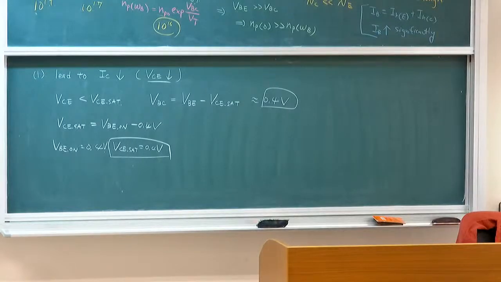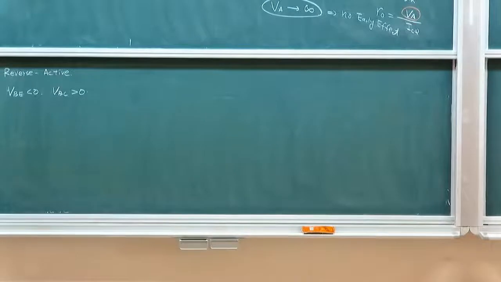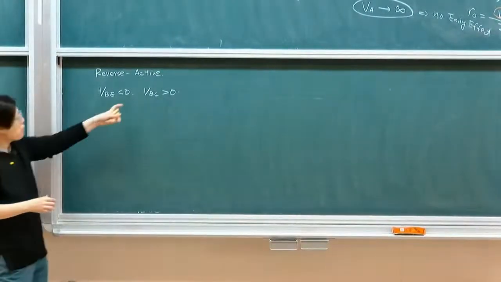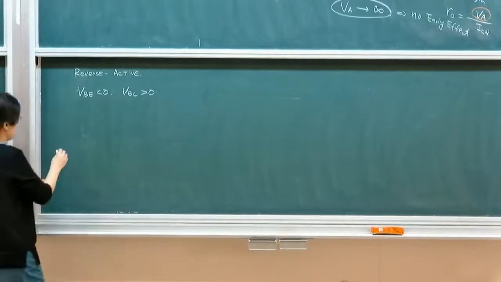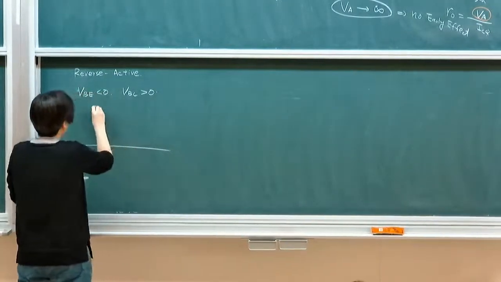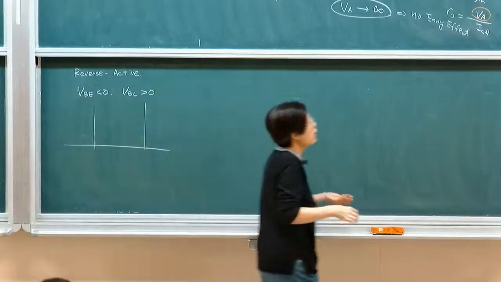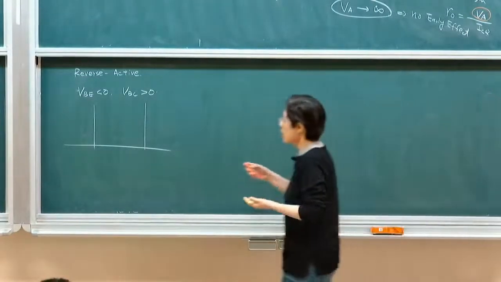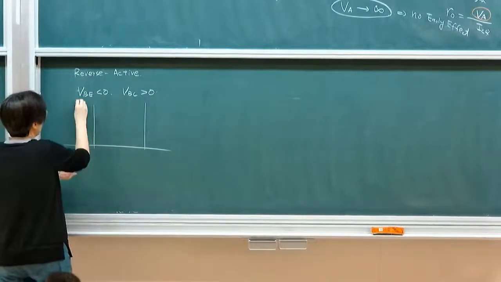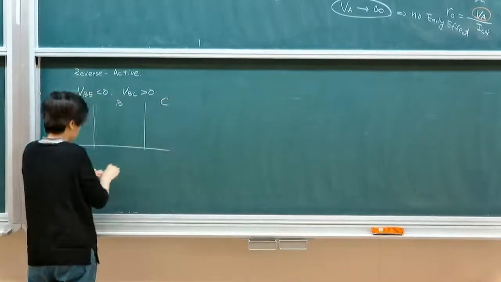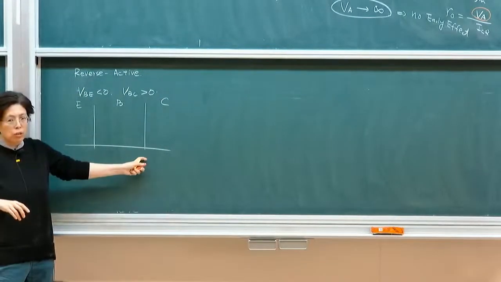Behavior. So let's think about reverse active mode. What it means is that I have VBE in reverse and VBC forward. I have one junction forward, the BC junction, and the other junction, the BE junction, reverse. So what happens is that you still look at the minority carrier concentration distribution. It will look a little bit like that, but then you have something like this. So this is E, B, C again. So I will then form my BC junction.